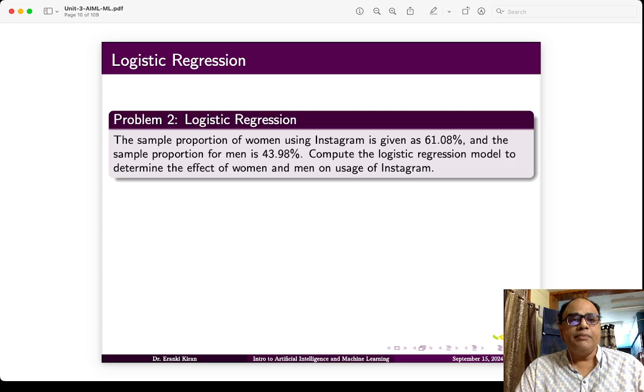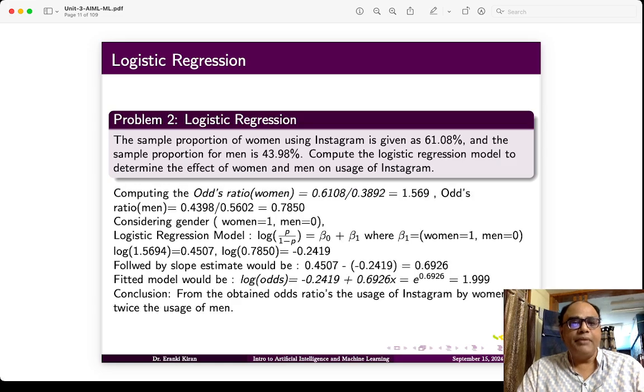Similarly, let's take another problem. The sample proportion of women using Instagram is given as 61.8%, and the same proportion for men is 43.98%. Compute the logistic regression model to determine the effect of women and men on the usage of Instagram. So we have the proportion of men and women. Now we want to see who is using Instagram more than the other.